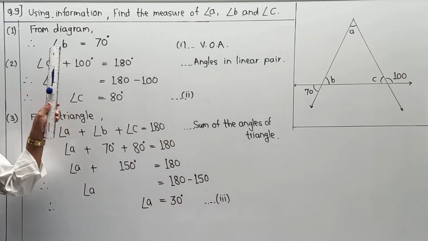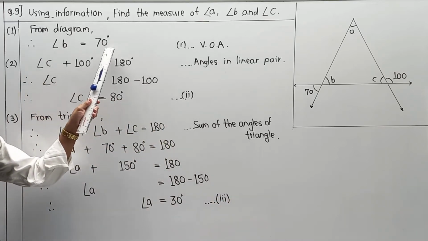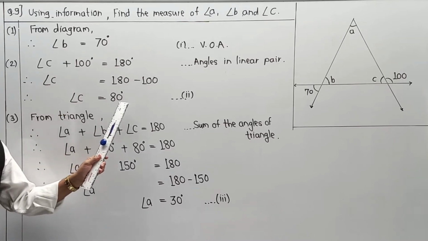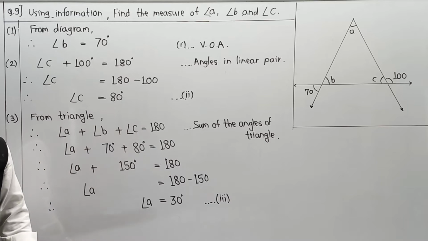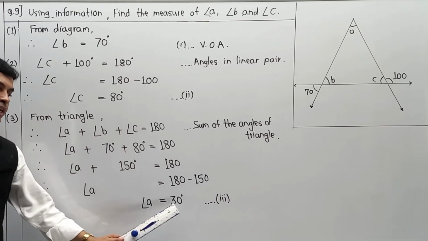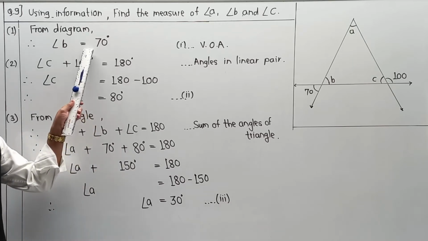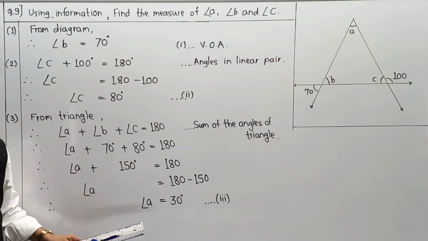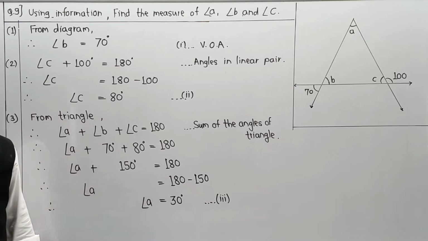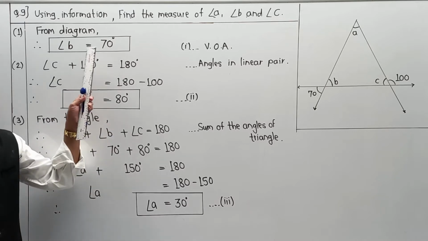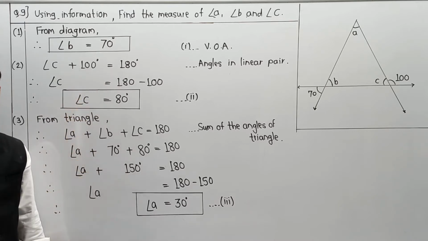And in this way, first of all, you get the value of B, that is 70 degree, because of vertically opposite angles. Next, angle C is 80 degree with the help of linear pair. And third, angle A is equal to 30 degree, which is nothing but the sum of the angles of a triangle being 180 degree. No doubt, make a proper box around the first, second and third answers as they are the specific answers to your question. And in this way, by properly making a box, we can complete the entire answer.